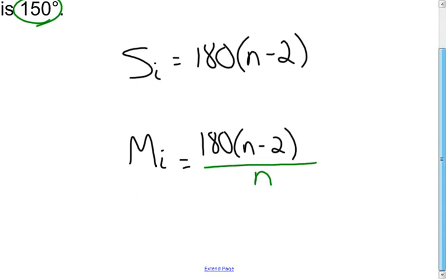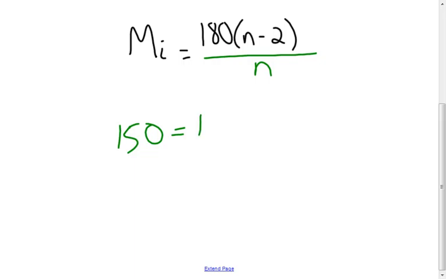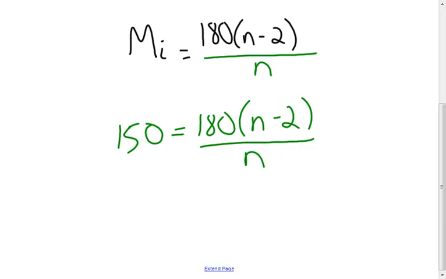So I'm going to take this second one that I've just created. I haven't created it. I just manipulated things a little bit. And I'm going to fill in what I know. I know the measure of just one interior angle. That's 150 degrees. The problem gave that to me. Well, now equals 180 times, I don't know how many sides it has. I don't know how many angles it has, so I'm just going to leave that as n. And now I have an equation that I could solve.